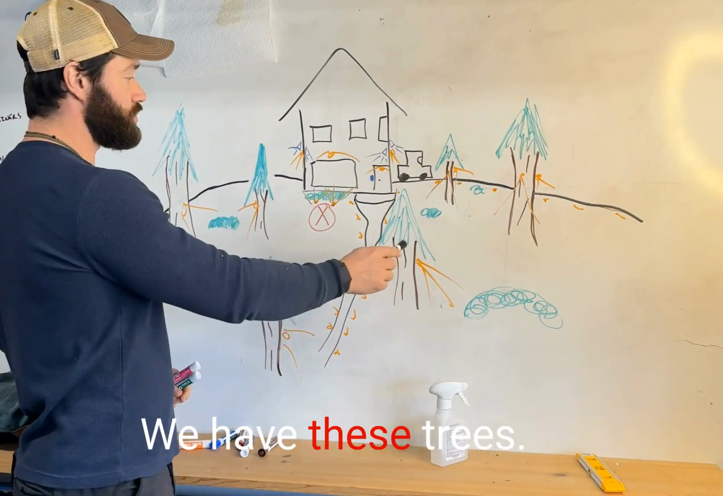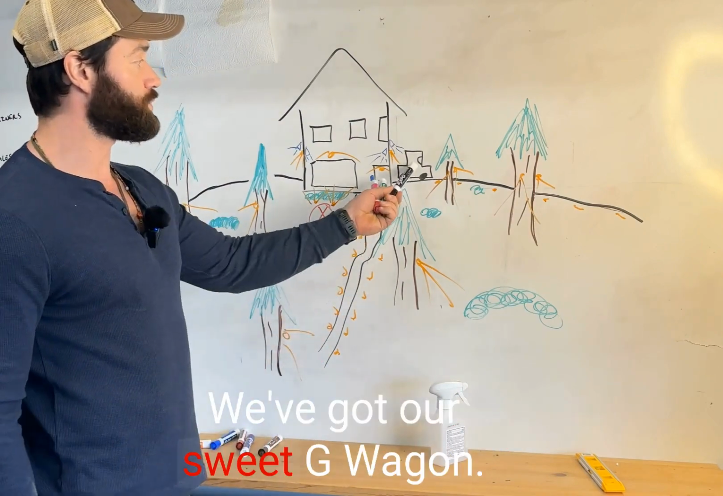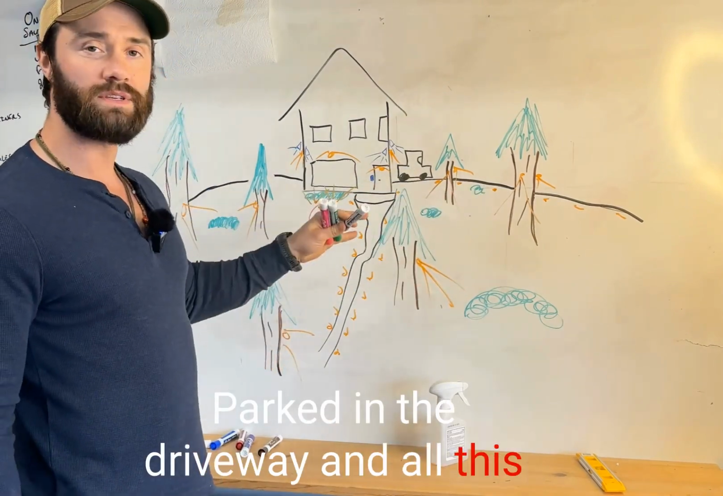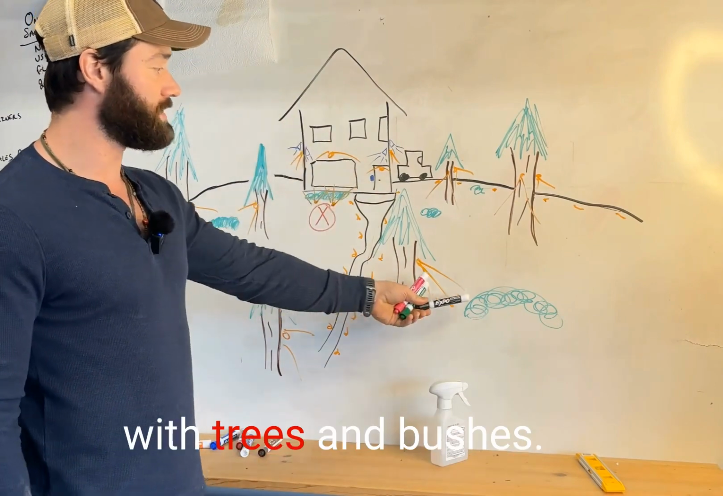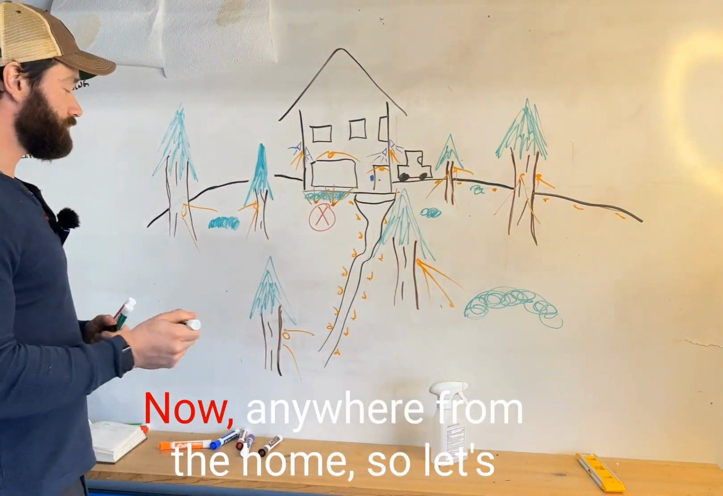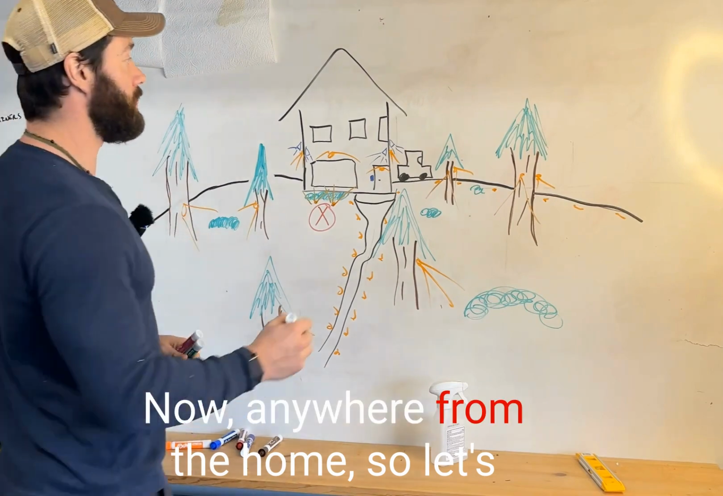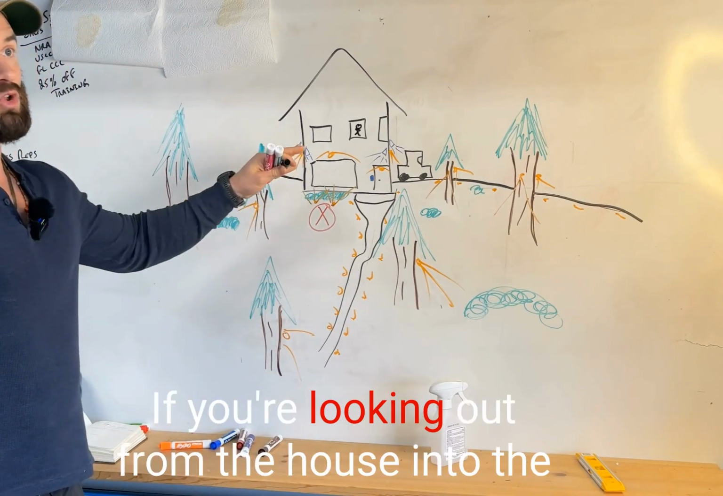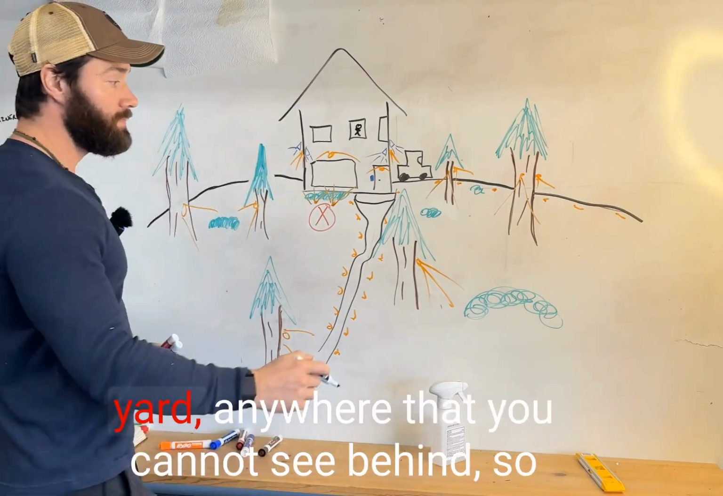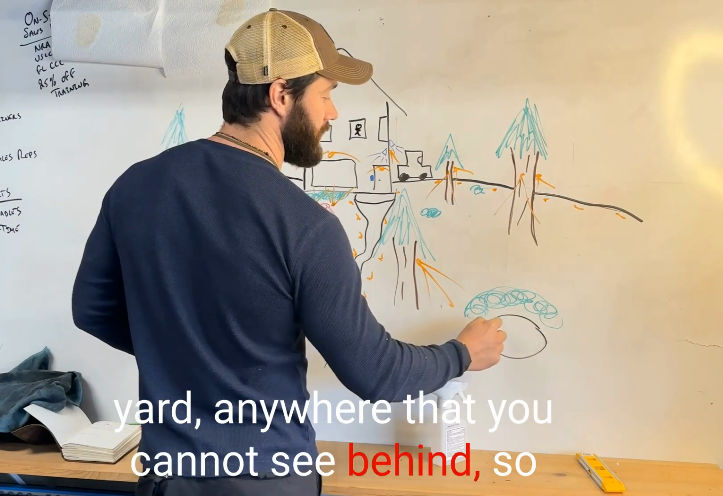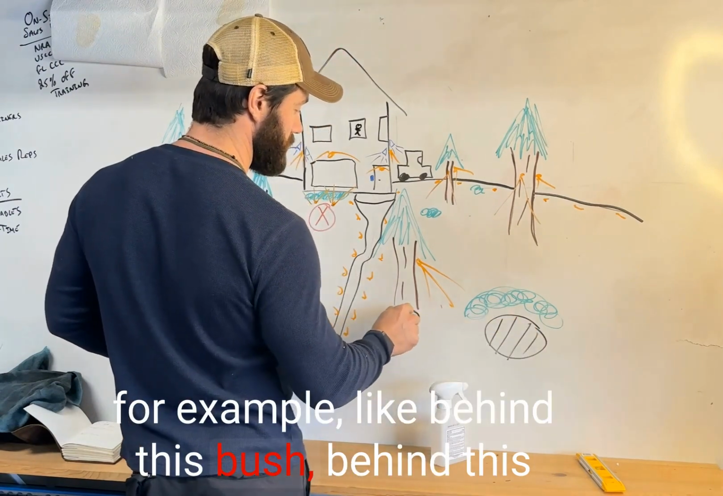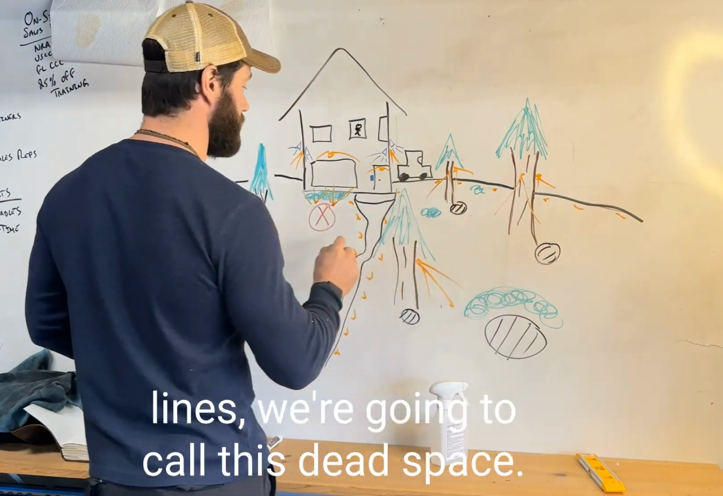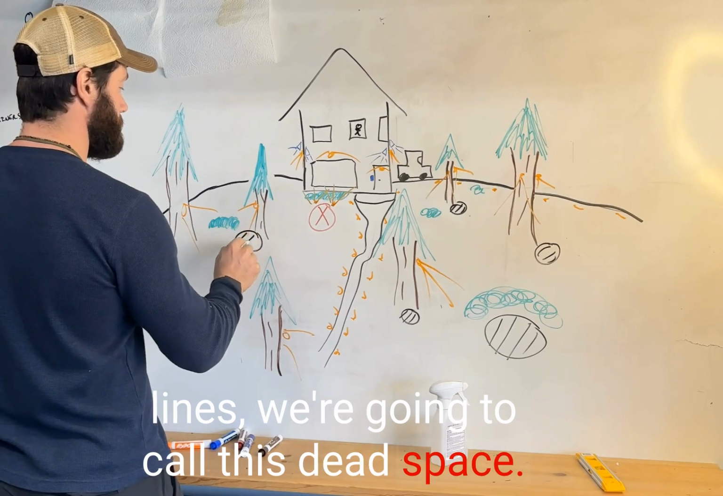We have a house, we have these trees, we have this little walkway here, we've got our sweet G-Wagon parked in the driveway. And all this is designed to do is just illustrate a house with trees and bushes. Now, anywhere from the home, so let's say you're in this window right here, if you're looking out from the house into the yard, anywhere that you cannot see behind, so for example, like behind this bush, behind this tree, behind this tree, these black circles with lines, we're going to call this dead space.